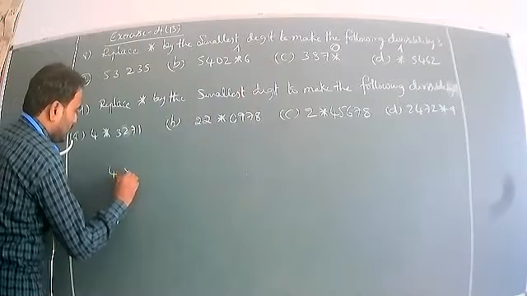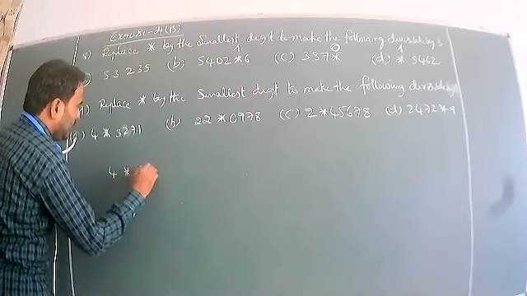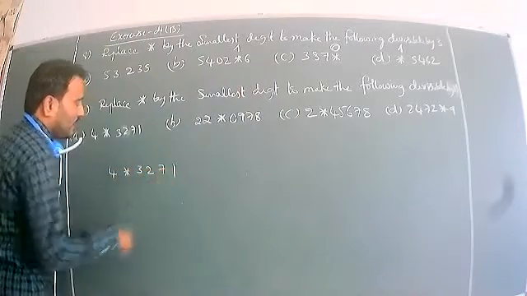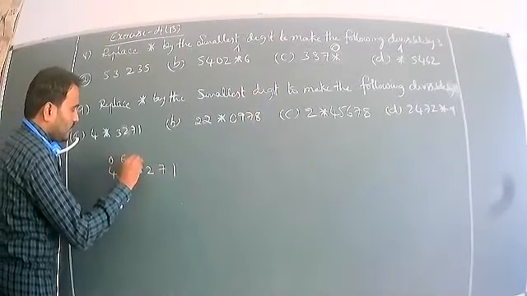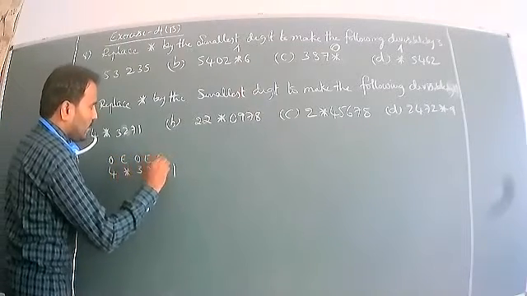So now, we should write 4 star 3 2 7 1. Okay, so now it is odd, even, odd, even, odd, even.